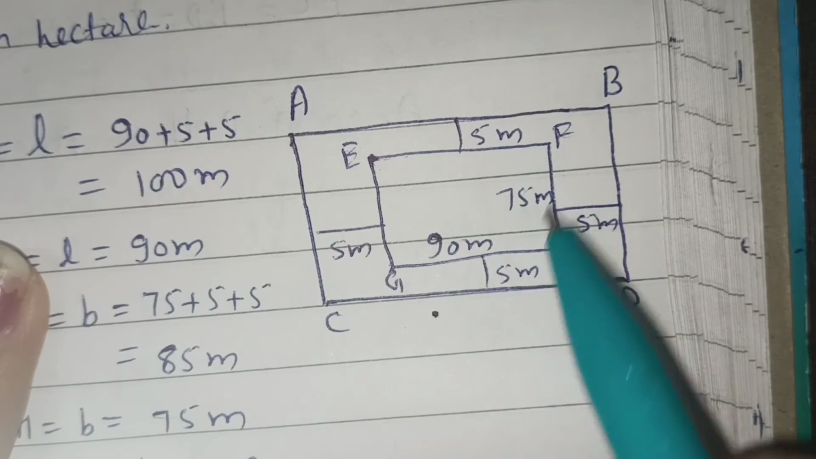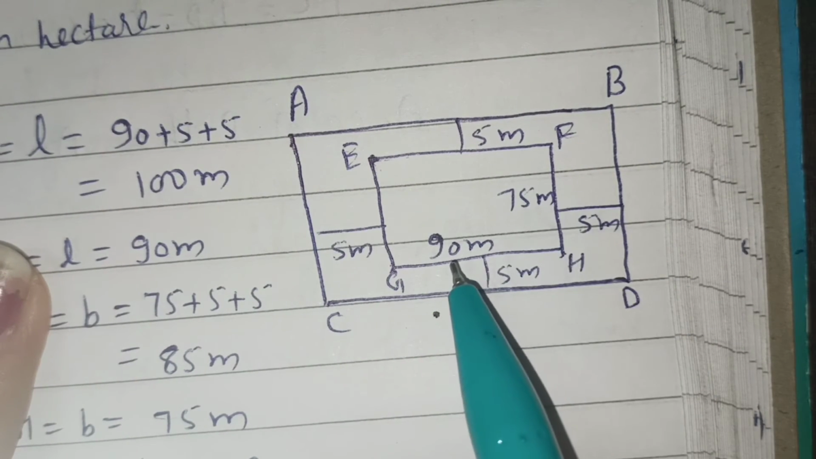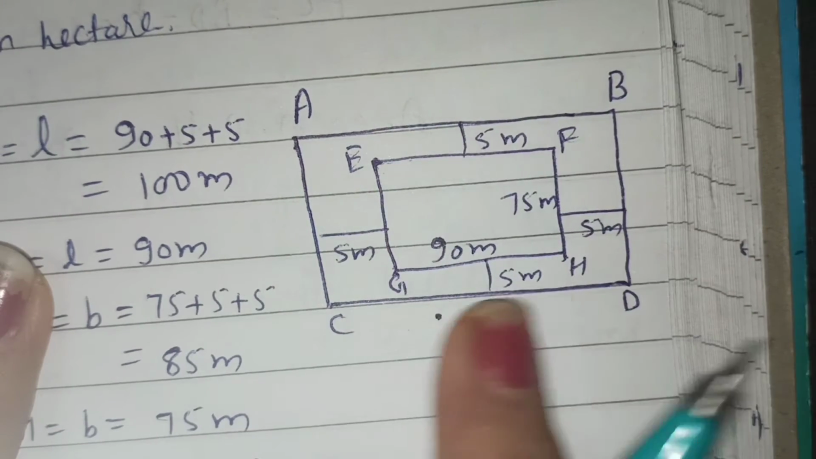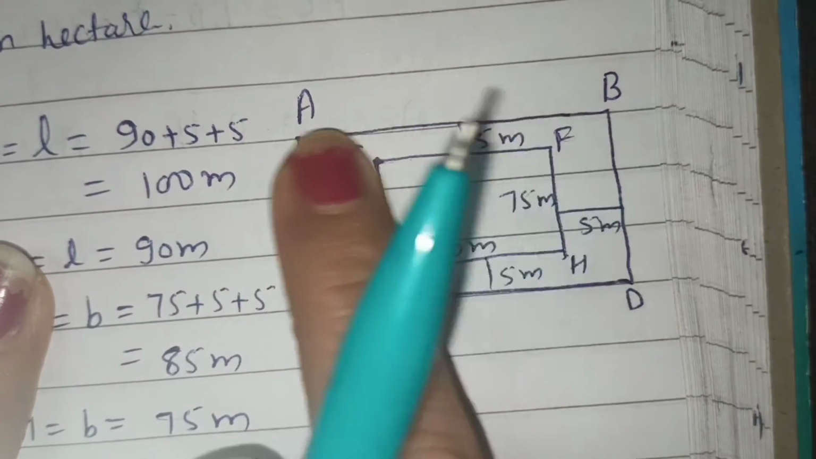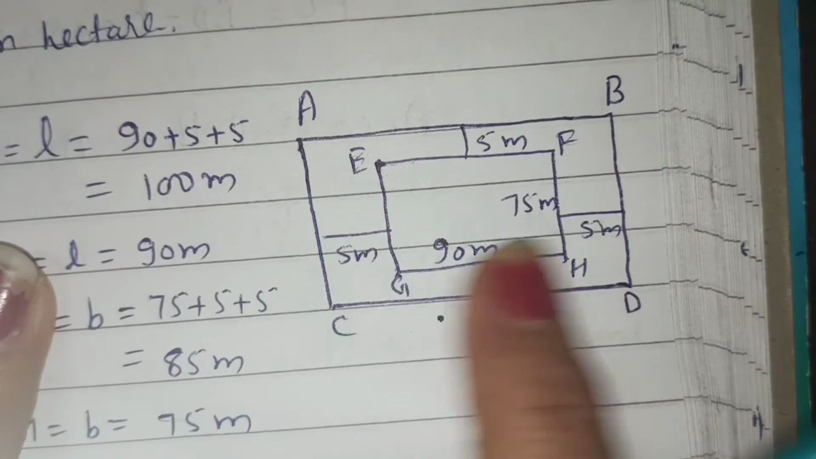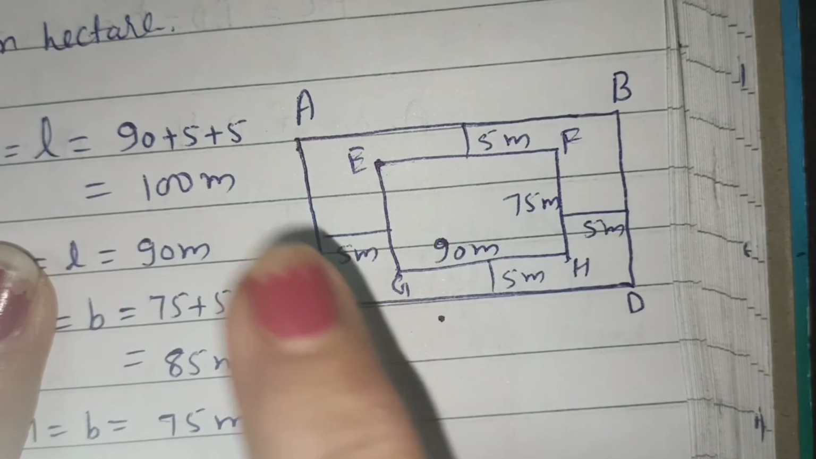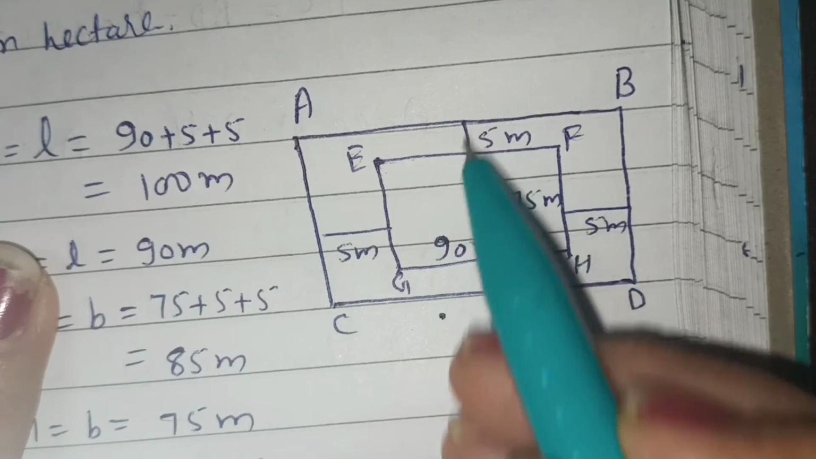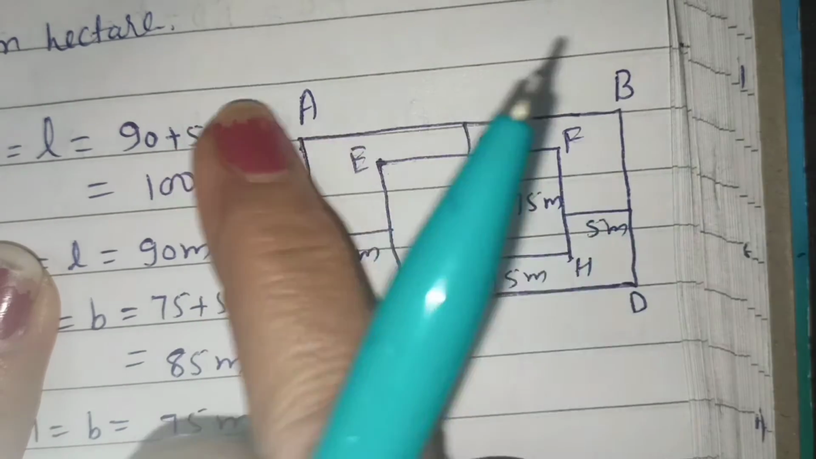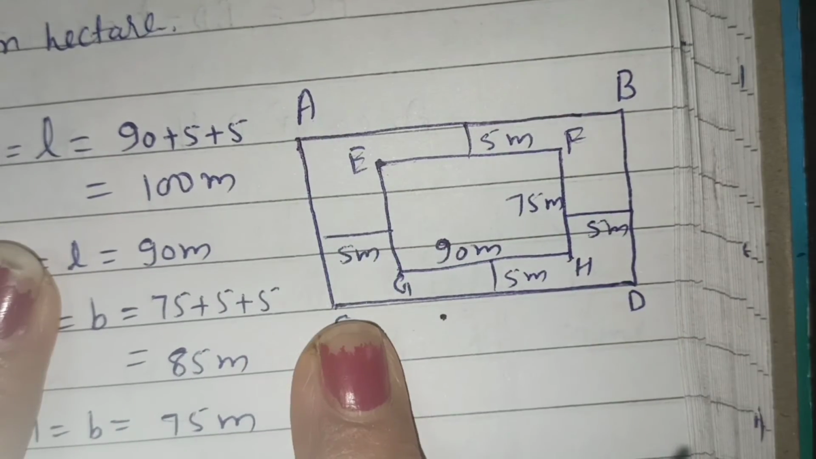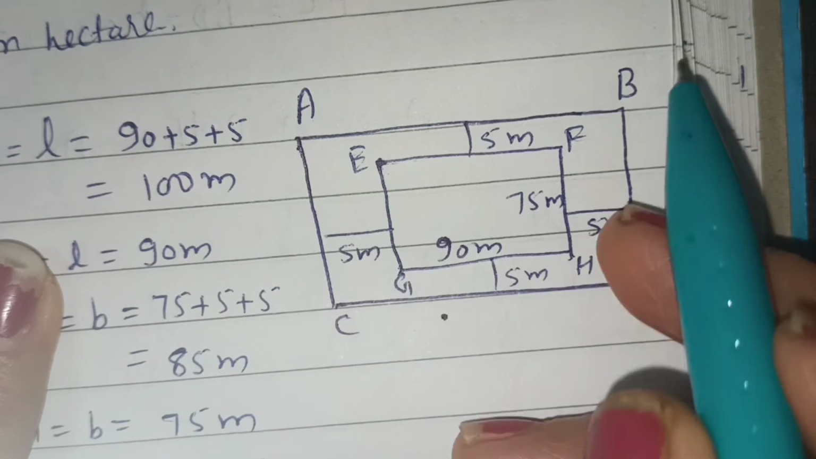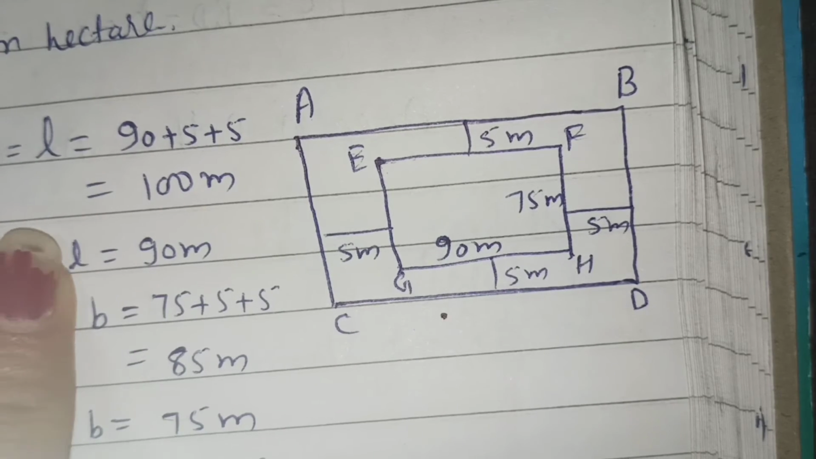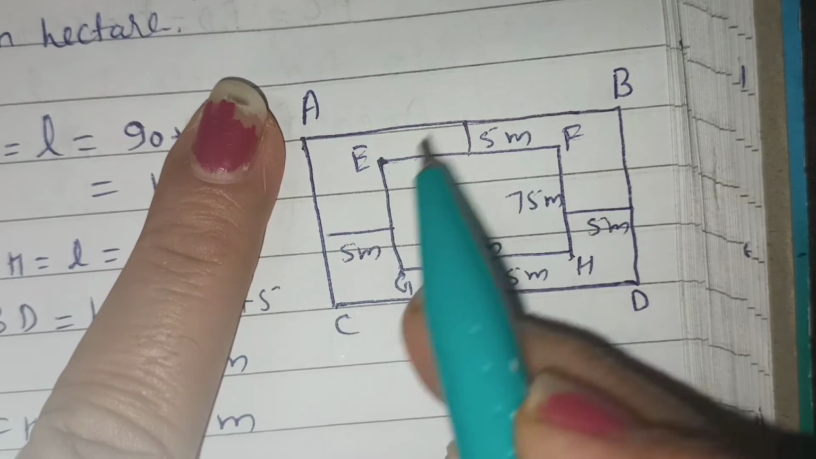So see, this EFGH is a garden. Here length and breadth is given. Okay, and one path of width 5 meter is built here outside this garden. This garden EFGH, outside of this garden this path is constructed. So this width of the path is 5 meter. This is given. So this rectangle ABCD we have taken, and here EFGH is the garden. So we have to find the area of the path.